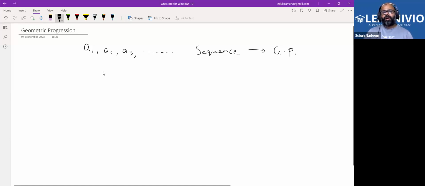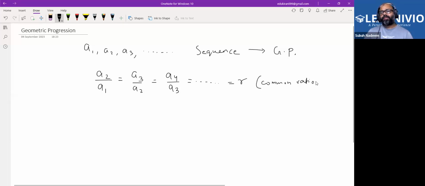In GP, we don't take the difference, we take the ratio. That is A2 by A1, A3 by A2, A4 by A3. So the ratio of consecutive terms is the same, which is constant. And this is denoted by small r, which is called the common ratio.